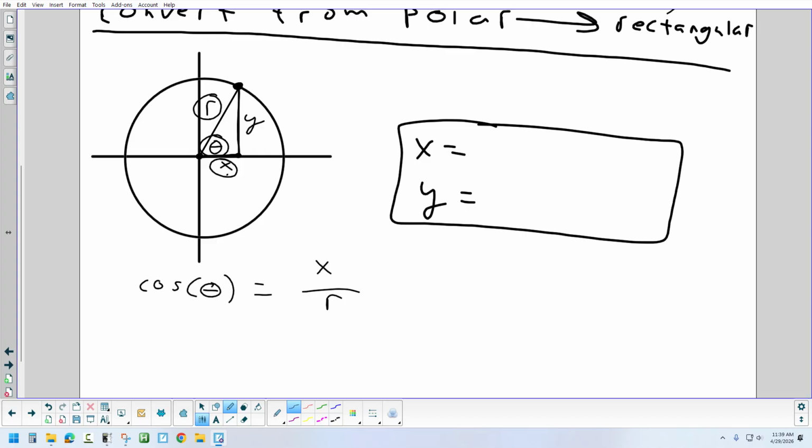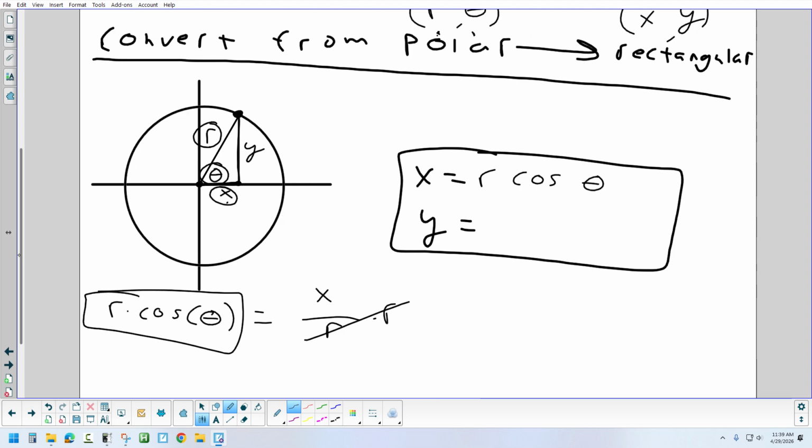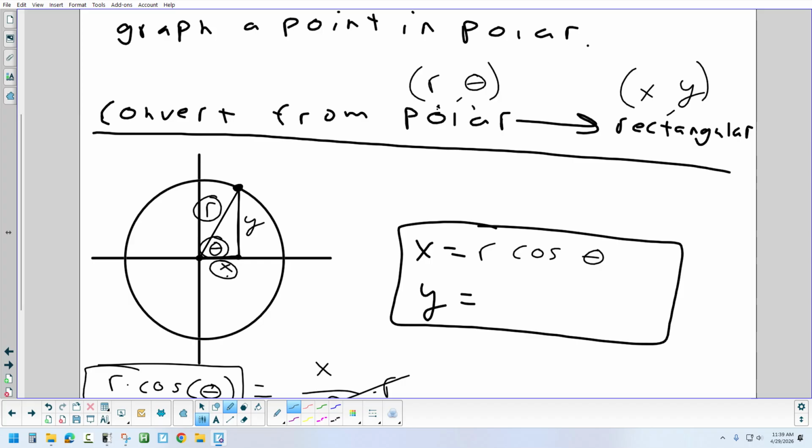And now we want to get x by itself, so we have a formula for x. How would you get x by itself? Multiply by r. That is the formula to convert an r and a theta into an x. You take r, multiply by the cosine, and that will give you the x value. You'll know the r, because I'm going to give that to you in the problem, and you'll know the theta.